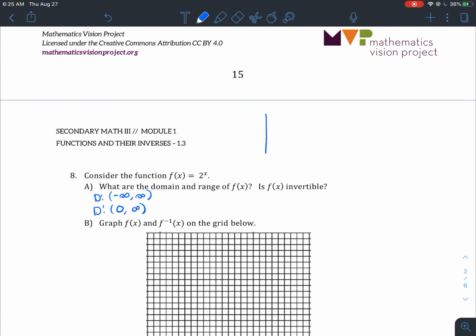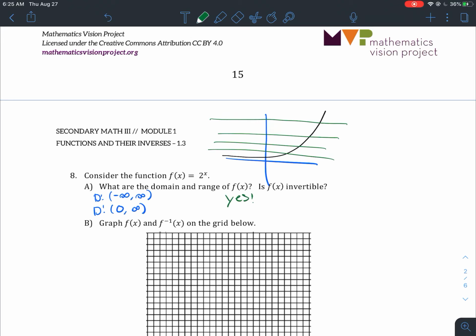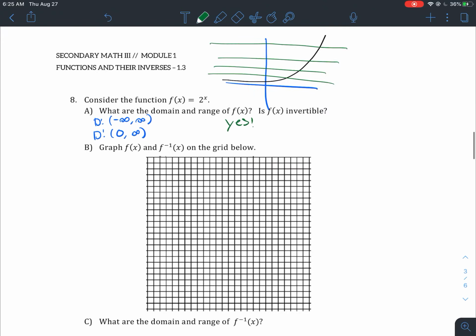So just as a refresher, to check to see if something is invertible, I'm going to go ahead and draw a graph of it. You do the horizontal line test. So you check to see if you hit 2 points when you draw horizontal lines. In this case, yes, it is invertible because it doesn't hit 2 points when I do the horizontal line test.